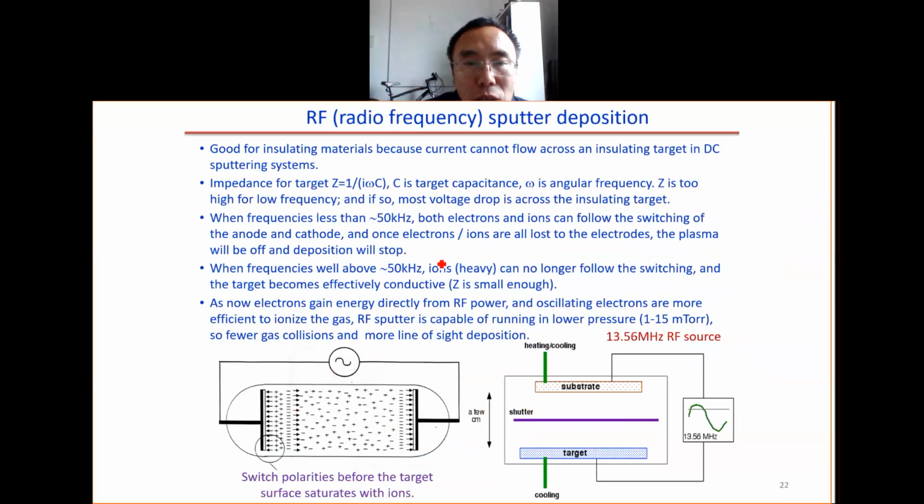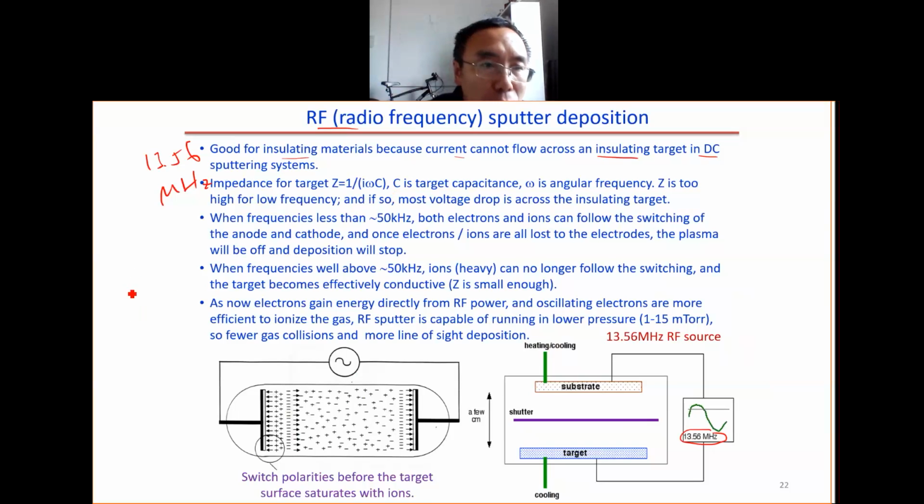The next important concept is RF sputtering. RF means radio frequency. The radio frequency is 13.56 megahertz. RF is good for insulating materials because the current cannot flow across the insulating target in DC mode. So DC will not work with an insulating material, but RF will work with an insulating material.